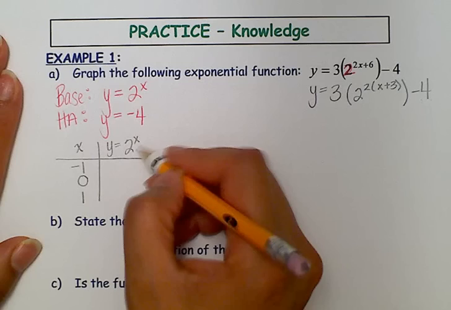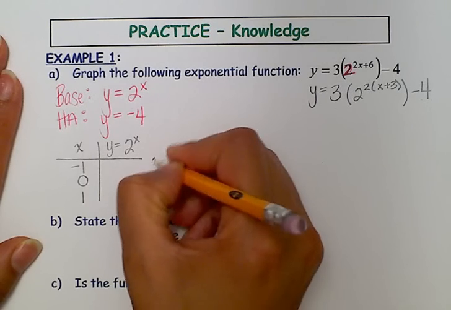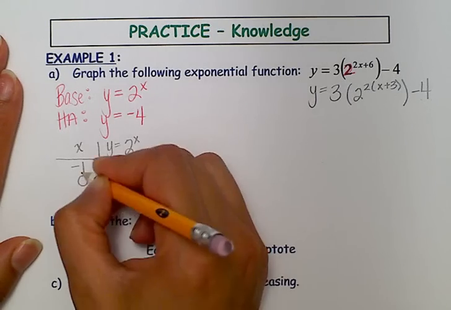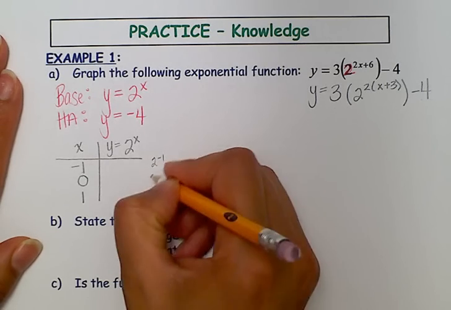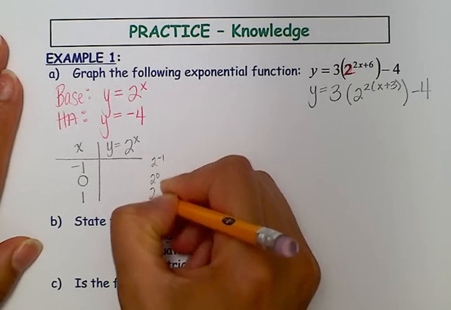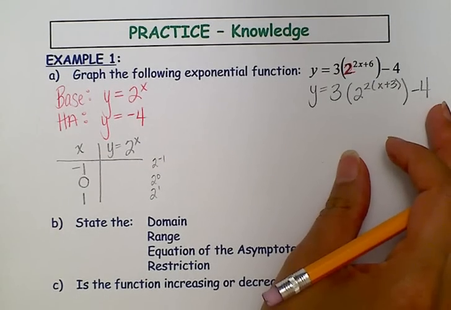Now, because the base function is 2 to the exponent x, I'm going to look for 2 to the exponent -1 for the first one. So x is -1. I'm looking at 2 to the exponent -1. Then 2 to the exponent 0, and then 2 to the exponent 1. So we're just applying the value of x that we have to the base function.